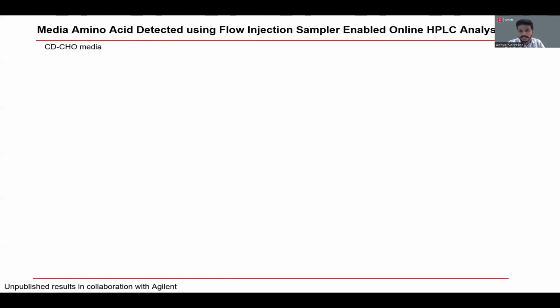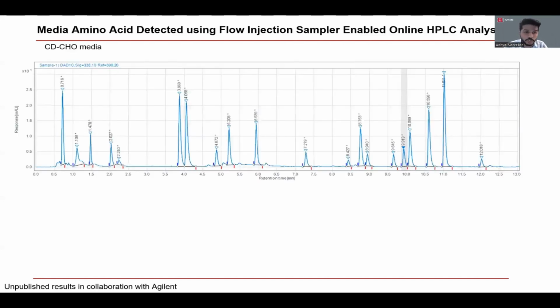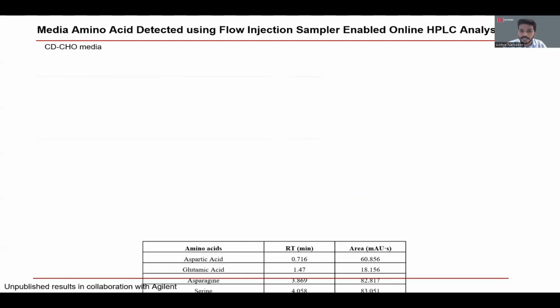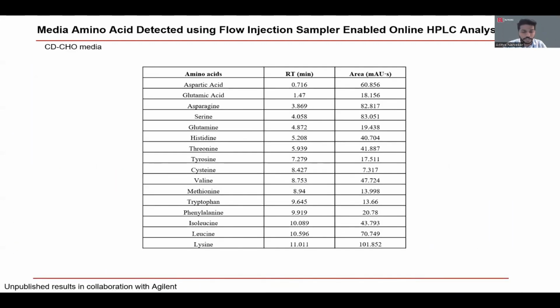After standardizing some of these parameters, we finally were able to have a chromatogram for CD-CHO media, which was comparable to that of the offline profile. And this is the identification of different amino acids that were detected on this chromatogram. And these are the retention times and the area under the peak for each of the amino acids.